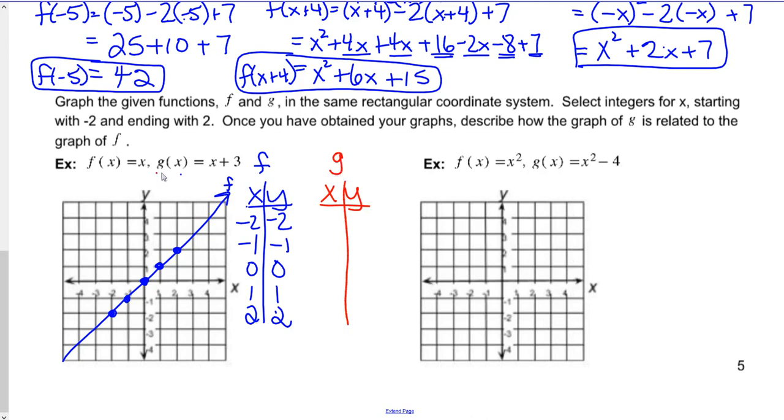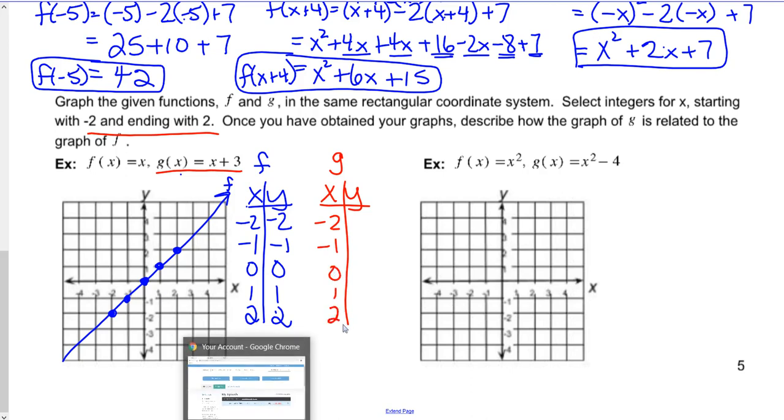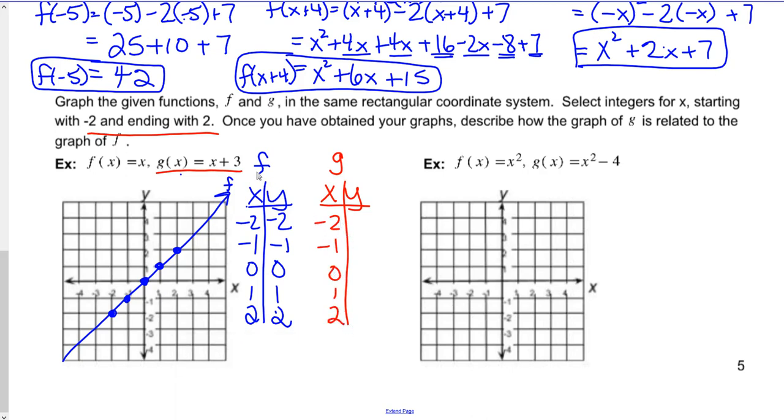And for g, which is this guy right here, again, we're going to start at -2 and end at +2. So I need -2, -1, 0, 1, and 2. And I'm going to plug this number into this function and add 3. That's the rule that g is telling us to do. Take your number x and add 3 to it. So -2 plus 3 is 1. -1 plus 3 is 2. Throw in 0, add 3 gives me 3. Throw in 1, add 3 gives me 4. And throw in 2, add 3 gives me 5.